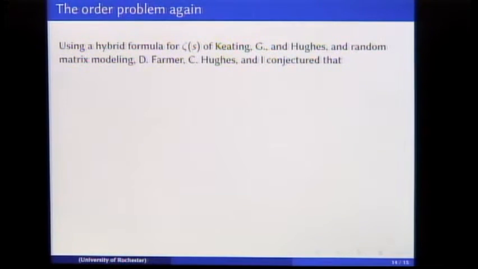Using a hybrid formula for the zeta function, meaning a product over the zeros of the zeta function and an Euler product over the primes, a combined formula that was proved by John Keating, Chris Hughes, and myself, and then using random matrix modeling, David Farmer, Chris Hughes, and I conjectured that the limsup of log of the zeta function on the half line divided by the square root of log t log log t is the square root of a half. There are other ways to do this now, but initially the GUE approach allowed us to make this conjecture, which is surprisingly precise.